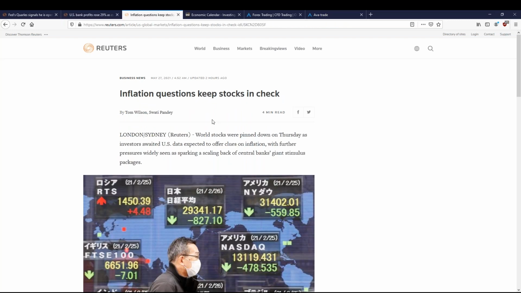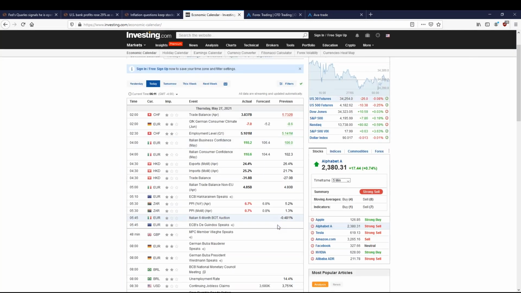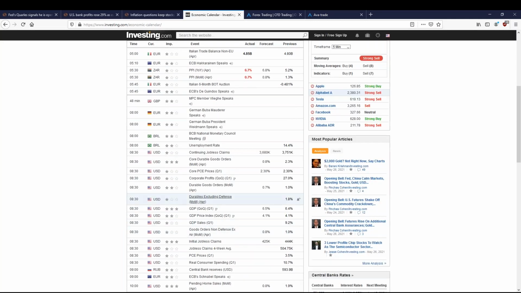Another headline, inflation questions keep stocks in check. Okay, what we're talking about here is the numbers that are coming out today that give an indication about inflation, and let's take a look at what announcements are coming today. We've got core durable goods out of the US. We've got GDP numbers. And right now, most investors are focused on these GDP numbers coming out of the US.